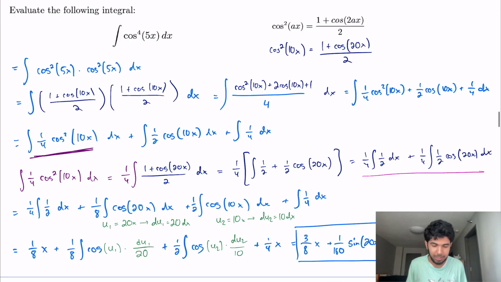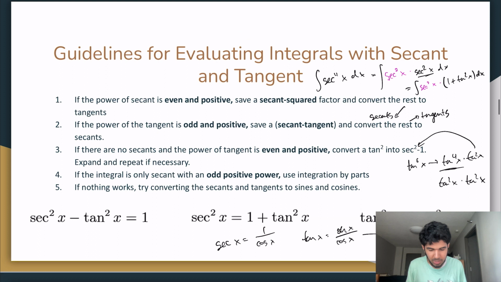Well, let's take a look at our guidelines. So we can check through them. It's not the first one, it's not the second one, it's not the third one, it's the fourth one. Use integration by parts. Wait a second. Didn't we already do integration by parts?